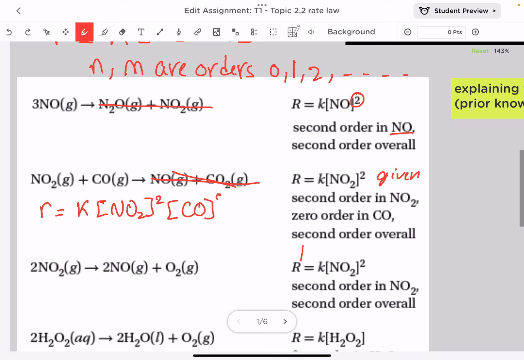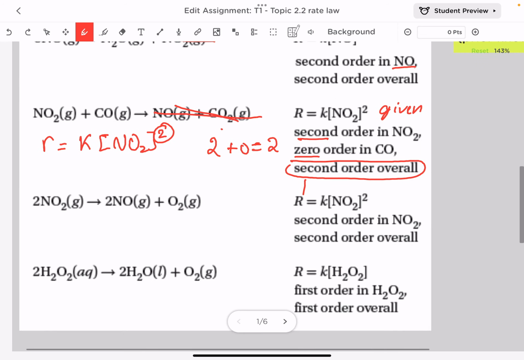Now, CO is zero order because anything to the power of 0 is equal to 1. Therefore, when this rate law is written and you do not see CO next to it, it means that CO is there, but simply the order of CO is 0. And since there is a power of 2 next to the concentration of NO2, it means that this is second order in NO2. Now, 2 plus 0 equals 2, so this reaction is second order overall.